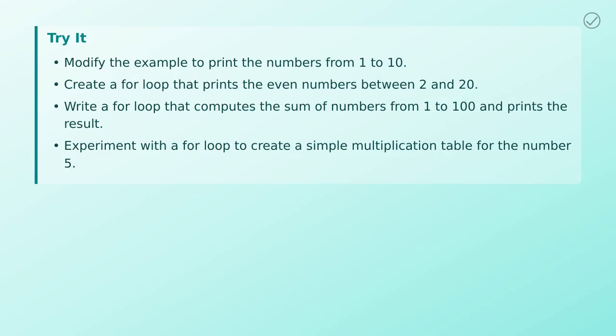Now put what you've learned into practice. First, modify the example to print the numbers from 1 to 10. Also, create a for loop that prints the even numbers between 2 and 20. Also, write a for loop that computes the sum of numbers from 1 to 100 and prints the result. Finally, experiment with a for loop to create a simple multiplication table for the number 5.